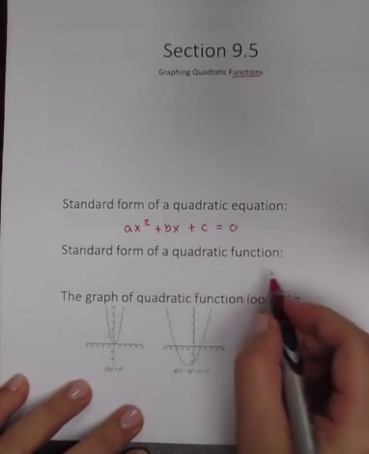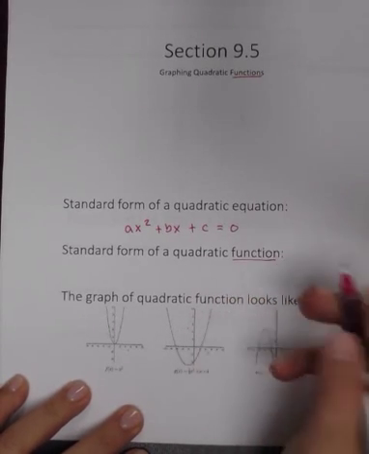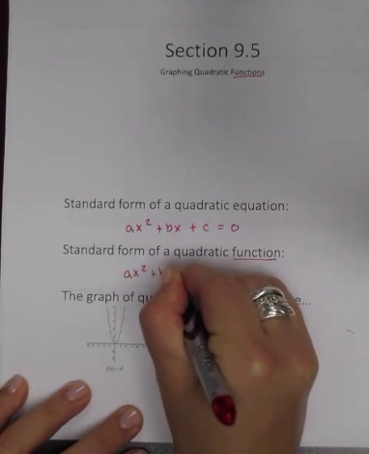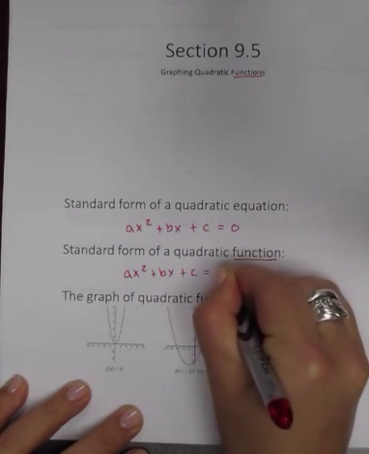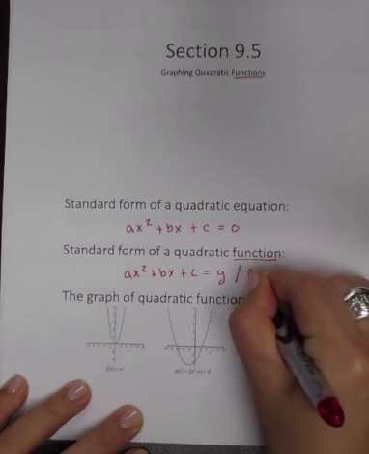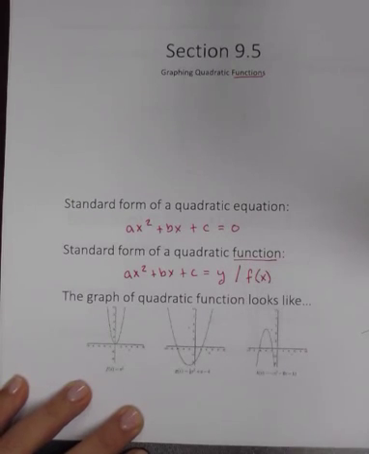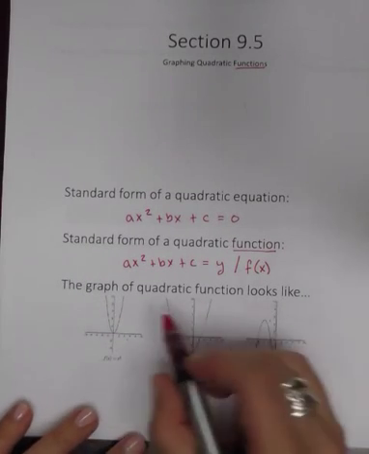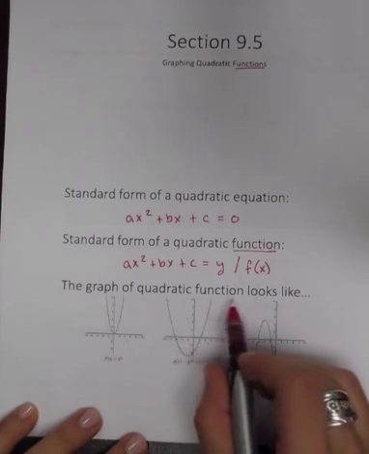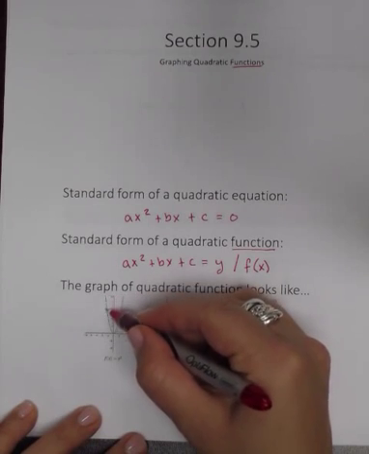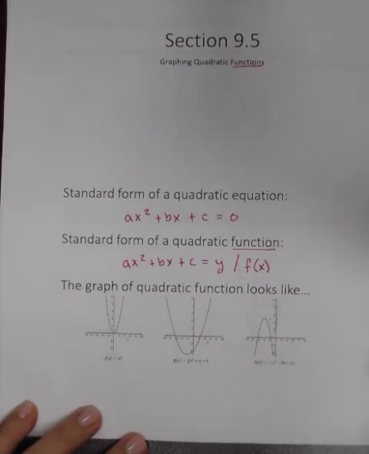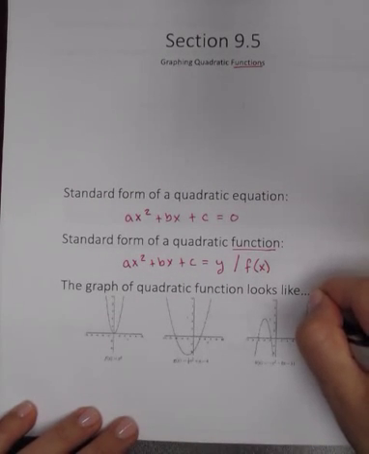When you do the standard form for a quadratic function, the only thing that changes is you have ax squared plus bx plus c equals y, or you might see it as f of x. And you'll see that in college algebra when you take it next quarter. So the graph of a quadratic function looks like this. You can have this type of U shape, or an N shape. What these shapes are called mathematically is a parabola.